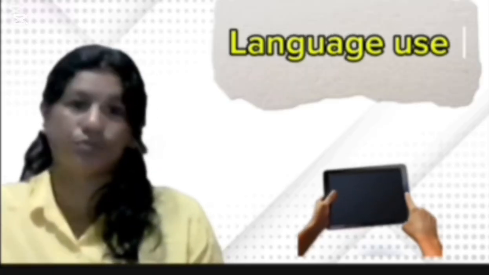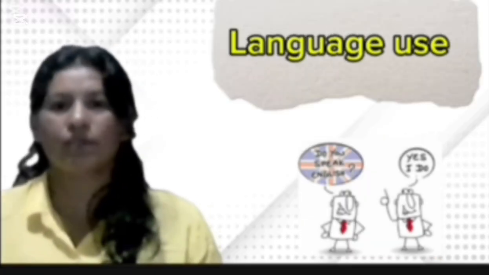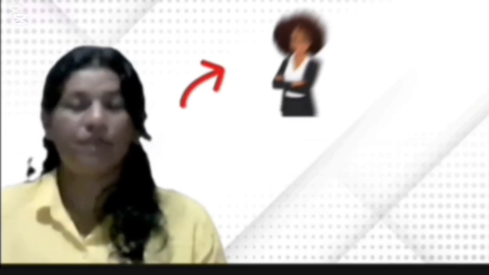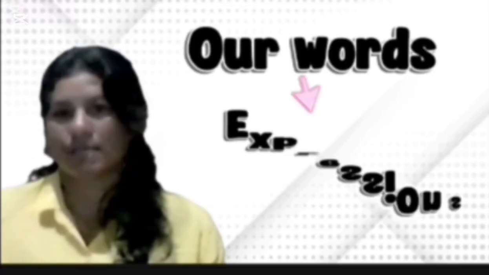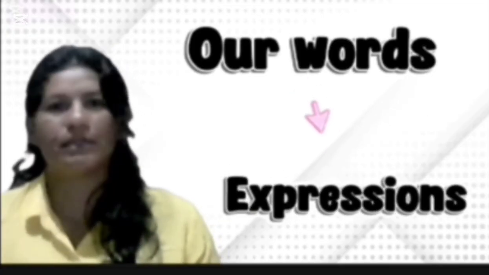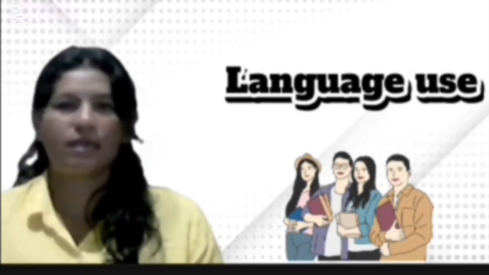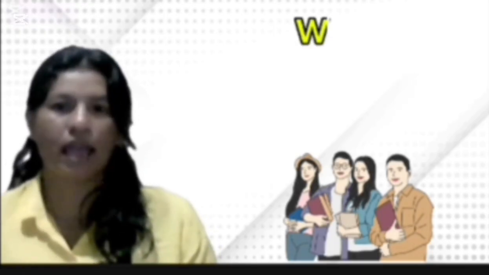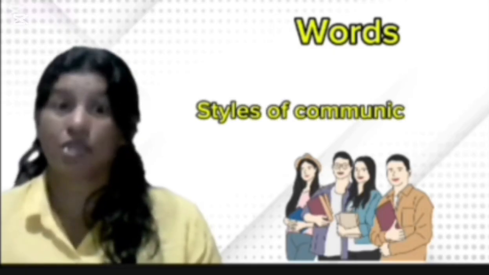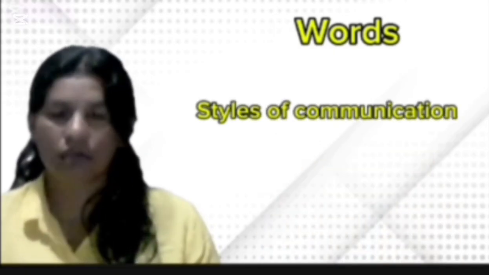Today I'm going to talk about linguistic variables, focusing on language use. Linguistic variables are aspects of language that can change depending on the person, place, or situation. In other words, we don't always speak the same way, and words, expressions, and even sentence structure can vary depending on the context. When we talk about language use, we mean how people choose which words and what style of communication to use depending on the situation and the audience.